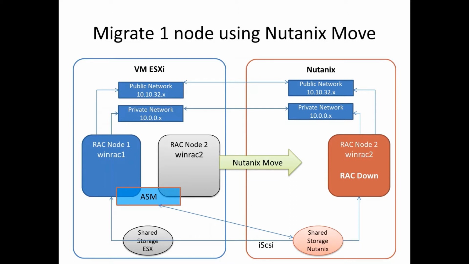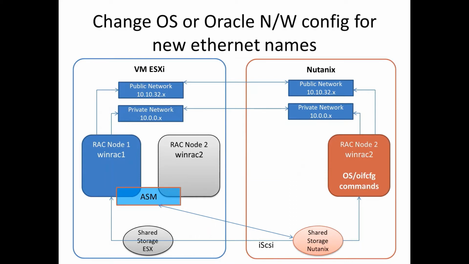To solve this problem, you have two options. One option is to use the OS itself and change the network configuration. The second one is using the Oracle RAC OIFCFG commands. These OIFCFG commands will help you to remap this. But in my scenario, I'm going to demonstrate changing it from the OS itself.